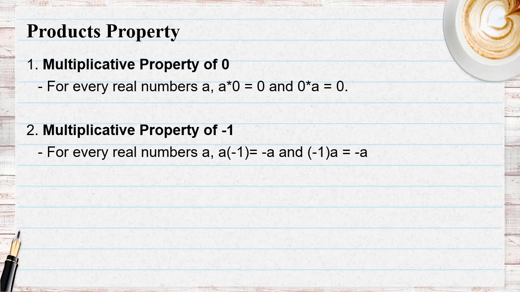Next property is the products property. Multiplicative property of 0. For every real number A, A times 0 is equal to 0, and 0 times A is equal to 0. Multiplicative property of negative 1. For every real number A, A times negative 1 is equal to negative A, and negative 1 times A is equal to negative A.